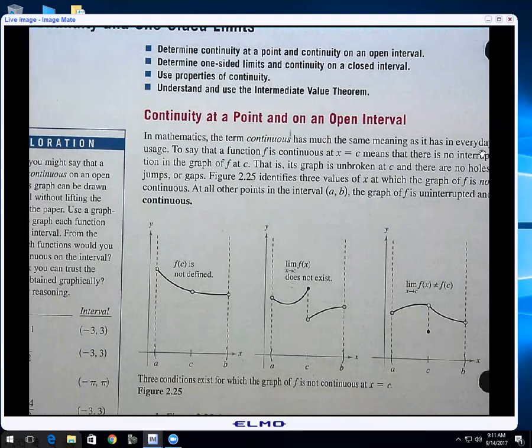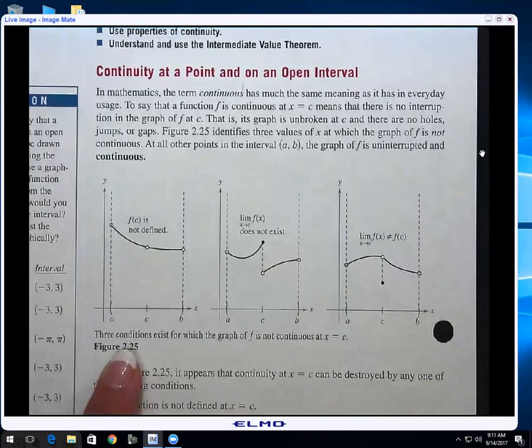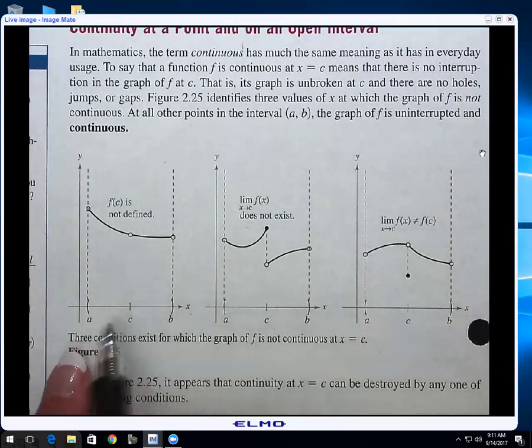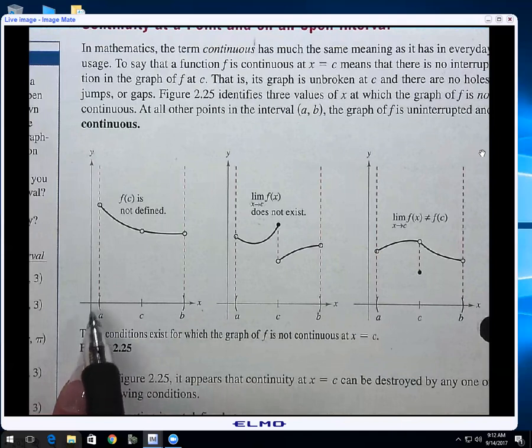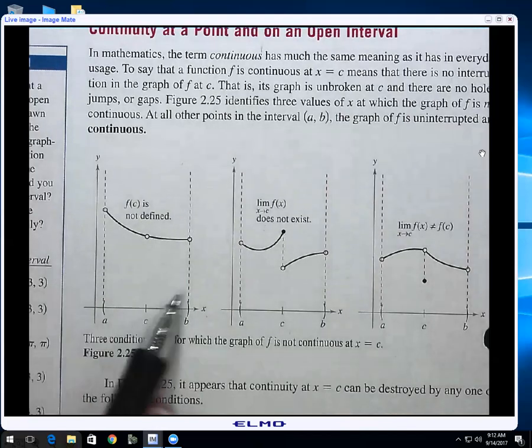Now, this first figure 2.25 shows 3 different ways that continuity could fail to exist on an open interval. This is the open interval from A to B. Notice that an open interval does not include the endpoints, and an open interval is denoted by using parentheses. Pay attention to interval notation: when you have parentheses on it, then it's an open interval. The endpoints are not included. When you have brackets on your interval notation, then that's a closed interval and the endpoints are included. All of these are open intervals from A to B.